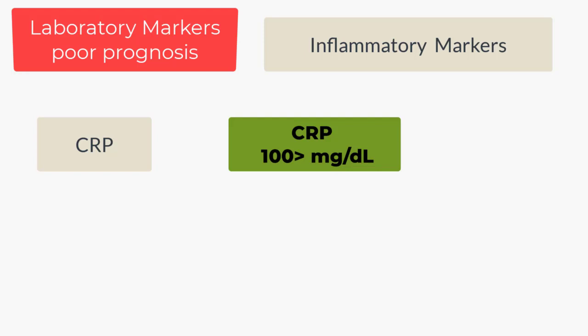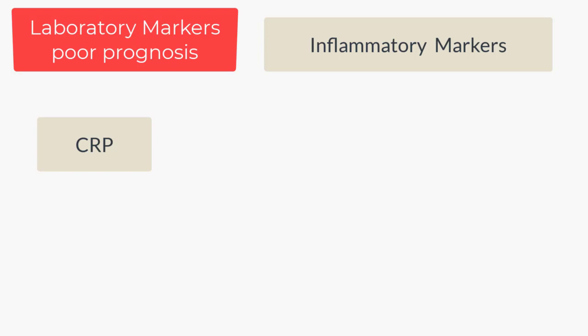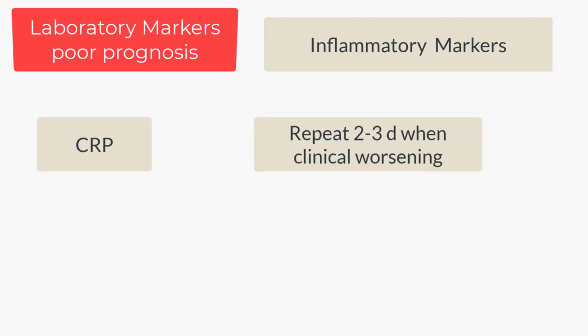When there is a rapid rise of CRP above 50 to 75 mg per deciliter with hypoxic deterioration, it is seen in the cytokine storm, and it is the only marker which has a therapeutic role in giving tocilizumab. The half-life of CRP is 24 hours. Hence, with clinical worsening, it should be repeated in 2 to 3 days.